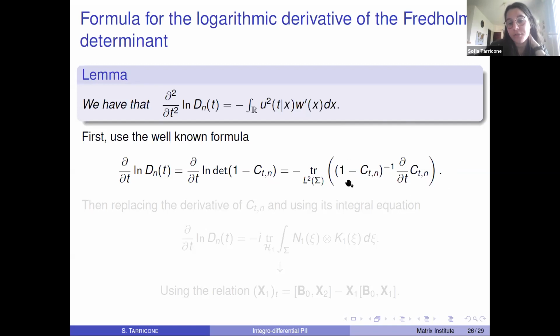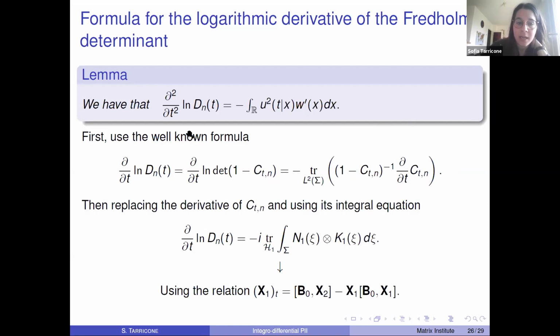Now you use the fact that this derivative is explicitly computed, and this 1 minus C_tn minus 1 appeared in the integral equation for finding the solution of the Riemann Hilbert problem. So this means that finally, this logarithmic derivative can be expressed in terms of some quantities related to the solution of the Riemann Hilbert problem itself. In particular, it can be written in terms of the 1-1 entry of the first asymptotic coefficient of the Riemann Hilbert problem, that is this integral along sigma of this n1 tensor k1.